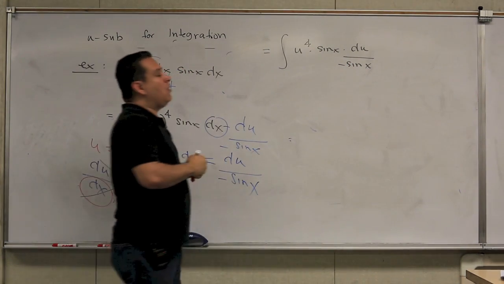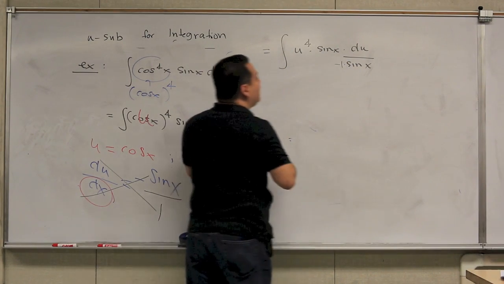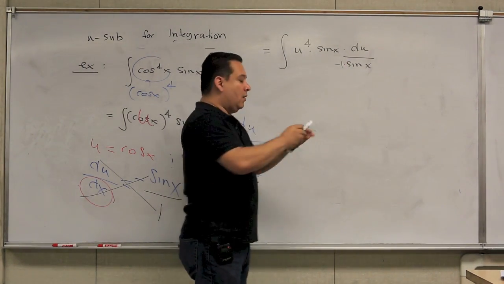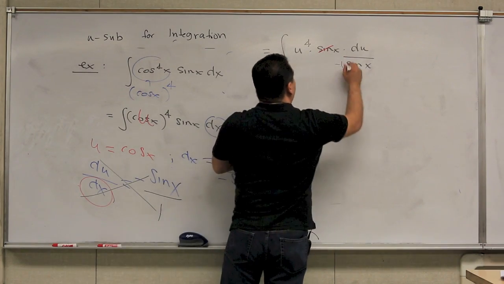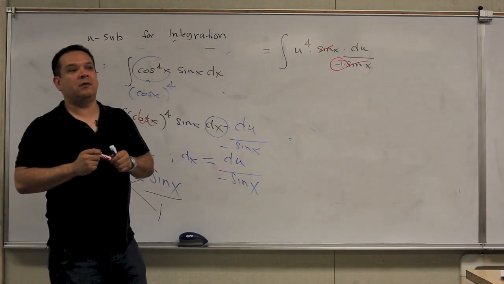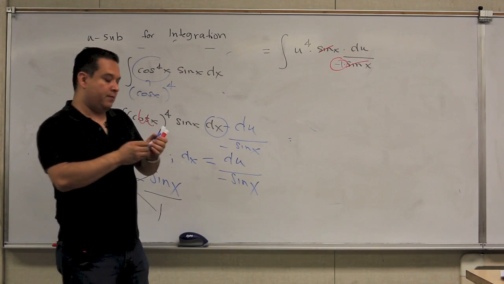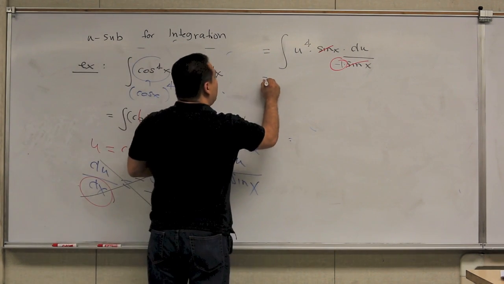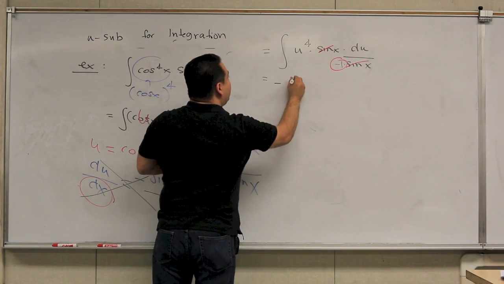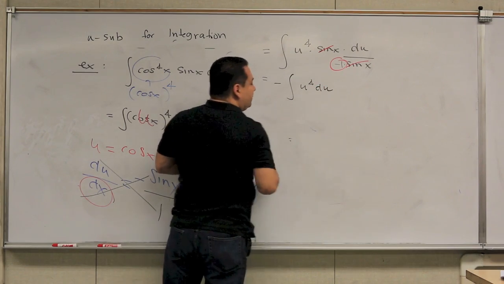What happens with the signs? Because minus sign, isn't that negative 1 times sine? Gone, gone. What's left? That's a constant. Now, where's that constant? The numerator or denominator? It's a denominator. But because it's negative 1, does it really matter? So it's minus the integral of u to the 4th du.